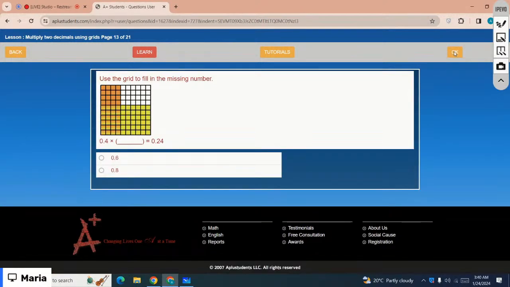Use the grid to fill in the missing number. So 0.4 times missing number equals 0.24. So which number is missing? Very good. That is 0.6, right? Okay, you can complete the lesson by yourself. It is 0.6, not 0.8, right?